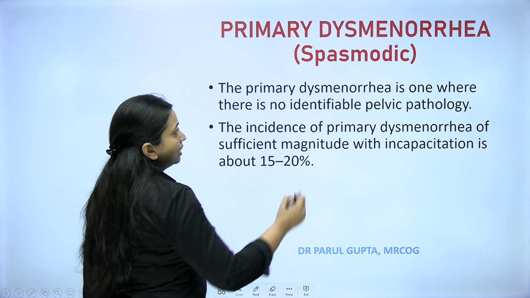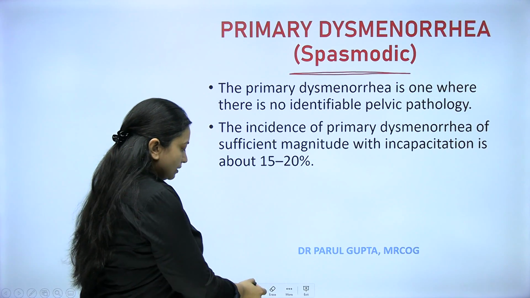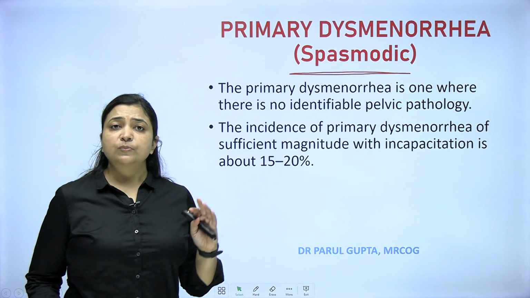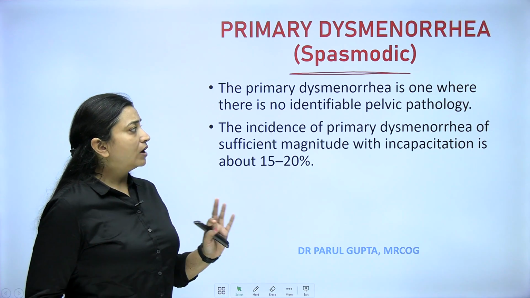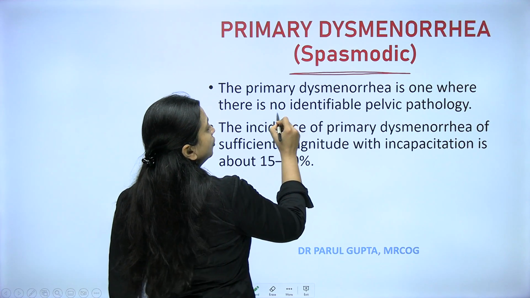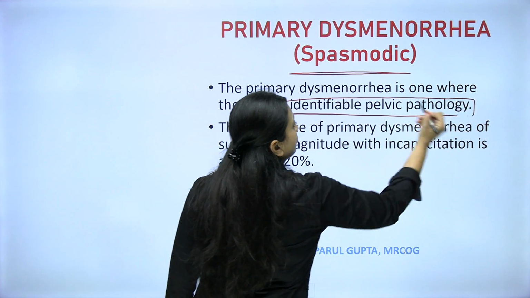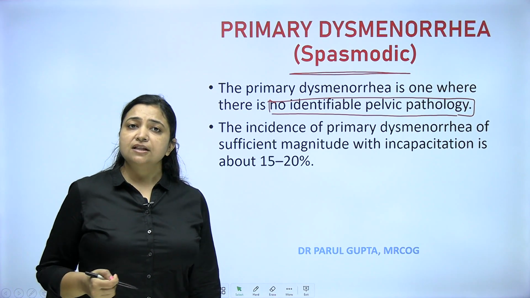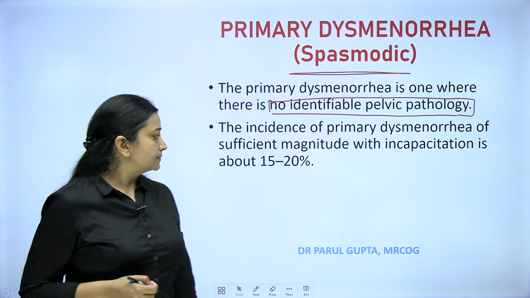Primary dysmenorrhea or spasmodic dysmenorrhea. Please remember the other name also because it is more commonly used. Primary dysmenorrhea is one where there is no identifiable pelvic pathology. This is very important. That means if you go for investigations, the investigations will turn out to be normal, but still the patient is having extreme pain that she is not able to perform her activities.